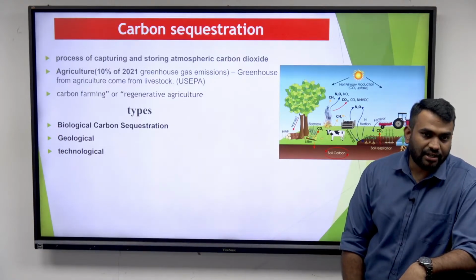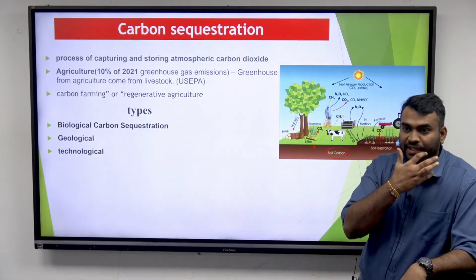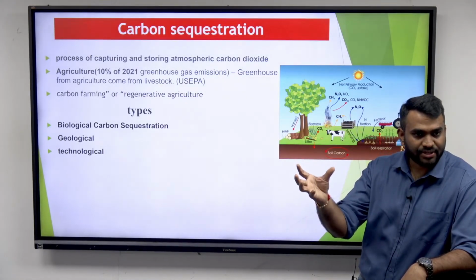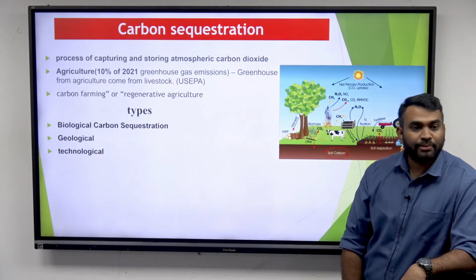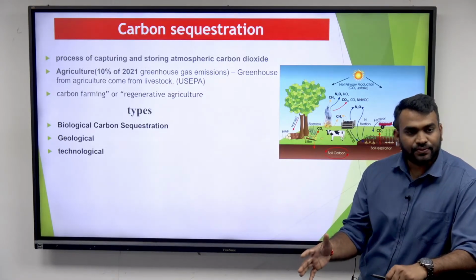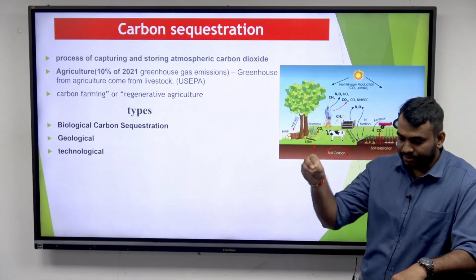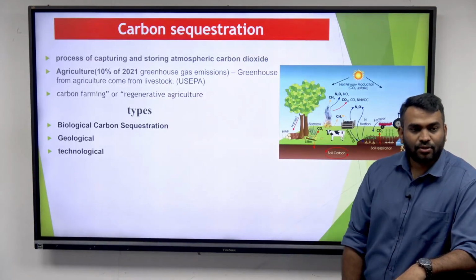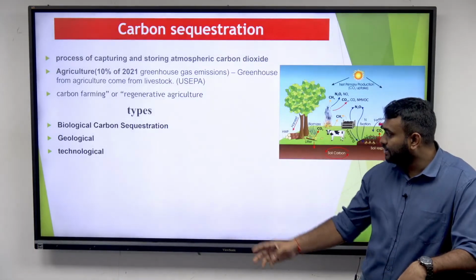Next, geological. Here what we are doing is sucking this carbon from the atmosphere with machines. Then we are pumping that deep into the soil. For example, you know the coal mines. Once a coal mine is exhausted, that is a potential reserve for this carbon. So whatever carbon we capture from the atmosphere will be pumped into those coal beds. That sort of thing is called geological carbon sequestration.